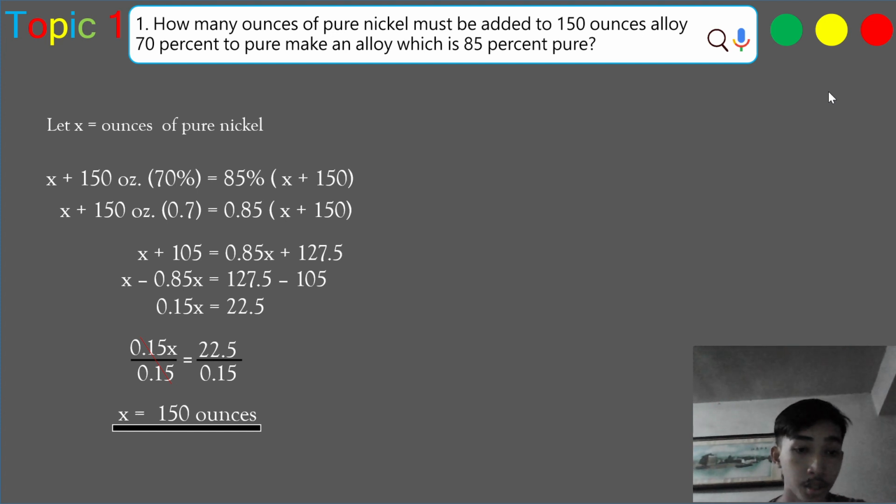And we will divide it. So 0.15x divided by 0.15 is equal to x, then 22.5 divided by 0.15 is equal to 150. So the final answer is x is equal to 150 ounces.